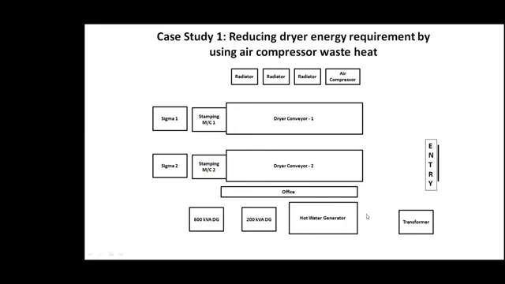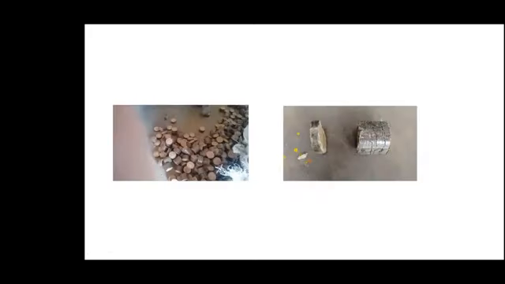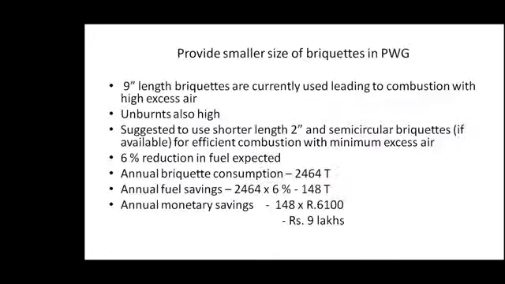In the hot water generator, they are using this kind of sawdust briquettes. This is agro fuel, a sawdust briquette of this size. This is the size that they are using. And we found that unburns and combustion losses were very high. So we asked them to cut it to a smaller size, 2 inches. From the 6 inches, they made it into a smaller size. And this alone gave them a better efficiency.